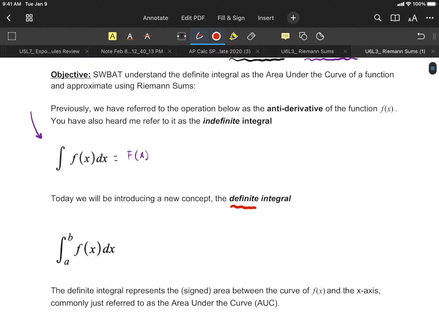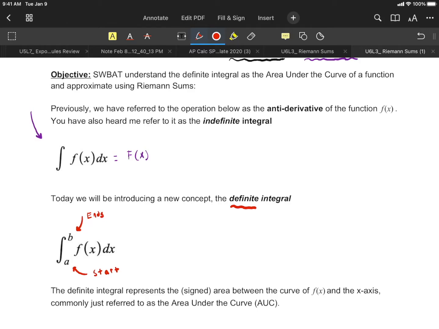What I need you to know about the definite integral today, so what makes it different, right, is that it has this a and b. These are kind of like the bounds of integration. It says where your integration starts and where it ends. And when you have a defined starting and ending point here, that's known as a definite integral. And it represents the area under a curve of a function.